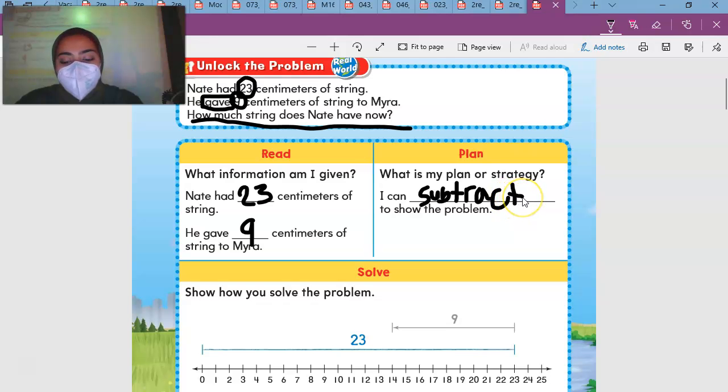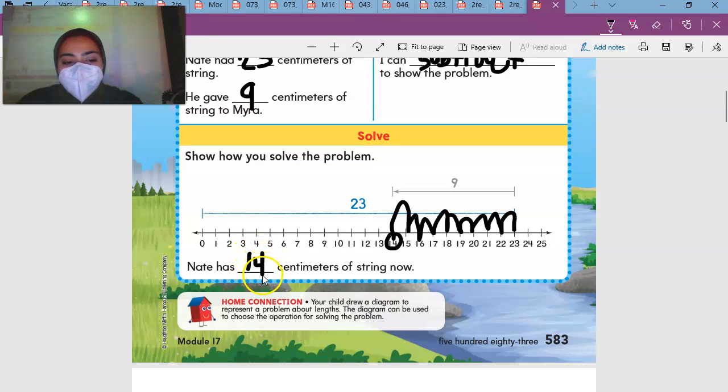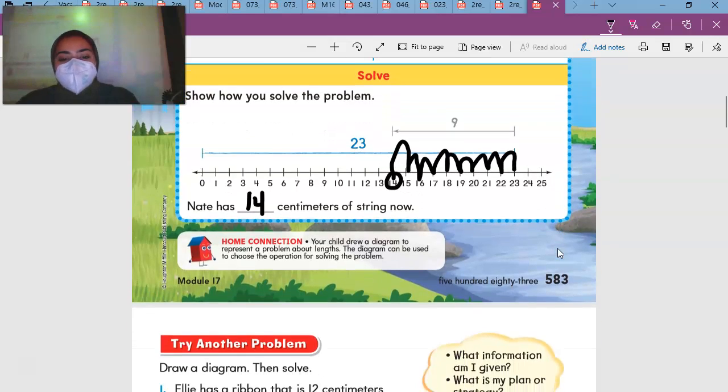Okay, so now we're going to solve. If he had 23 centimeters of string, and then he took 9 off, that means these 9 are gone. How many centimeters of string does he have now? So we can go back 9. So if he had 23, let's go back 9. 1, 2, 3, 4, 5, 6, 7, 8, 9. How many does he have left? 14. Nate has 14 centimeters of string now.